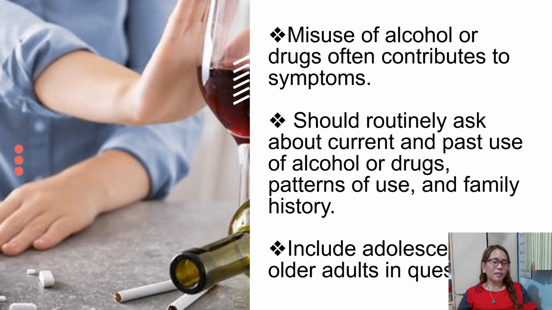And then, you ask about the family history. Meron bang umiinom sa pamilya or meron bang gumagamit ng ipinagbabawal na gamot in the family members? So, you also include adolescents and older adults in your questions. Hindi lang porket adolescents to, hindi pa to umiinom. Or matanda na ito, hindi na rin ito umiinom kasi senior citizen na to. Kasama rin sila na i-assess natin yung kanilang use of alcohol and drugs.